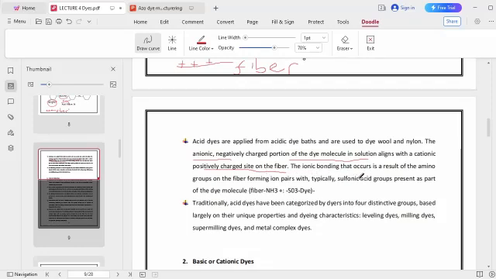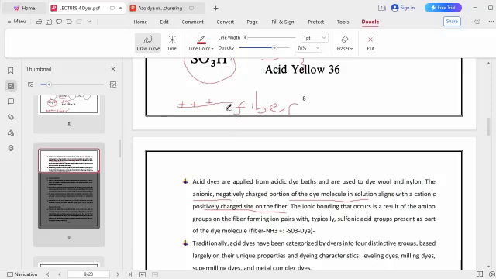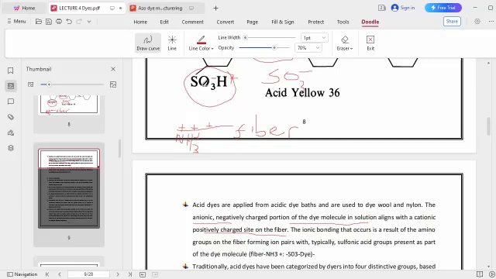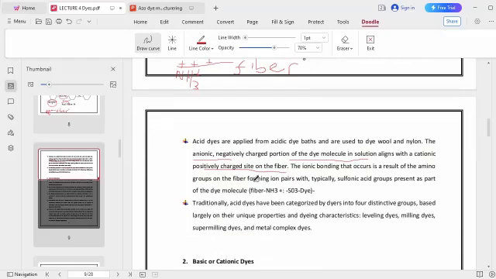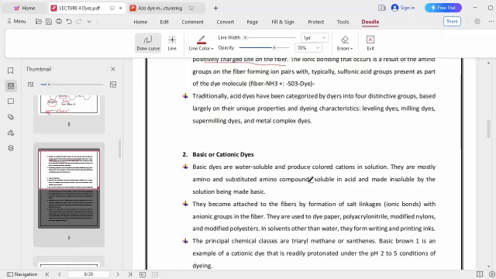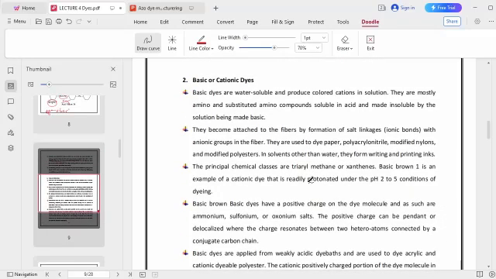resulting in some ionic bonding between amino groups and the sulfonic groups on the dye. So you need a fiber that has some positively charged groups or cations, for example, NH3 plus groups. It is these amine groups that can react, that can form an ionic bond with the SO3 groups. Okay. Then we also have some basic dyes or cationic dyes.